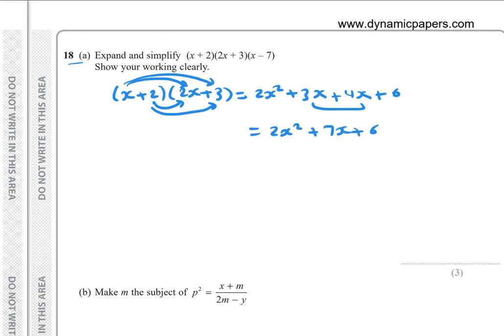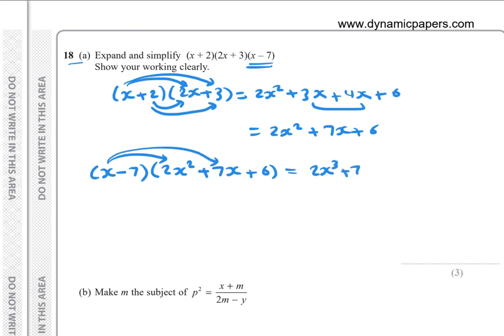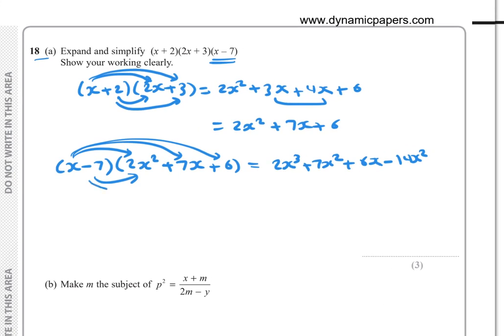Now multiply that by the last bracket, so (x minus 7)(2x squared plus 7x plus 6). X times 2x squared is 2x cubed, and x times 7x is 7x squared. X times 6 equals 6x. Negative 7 times 2x squared is negative 14x squared. And negative 7 times 7x is negative 49x. Negative 7 times positive 6 is negative 42.